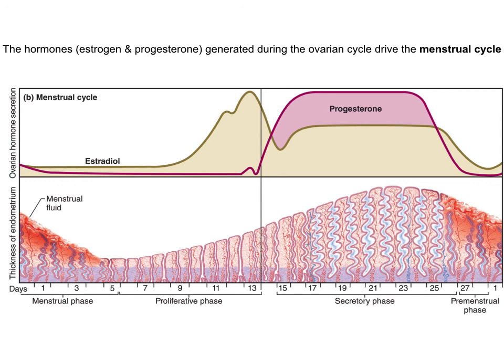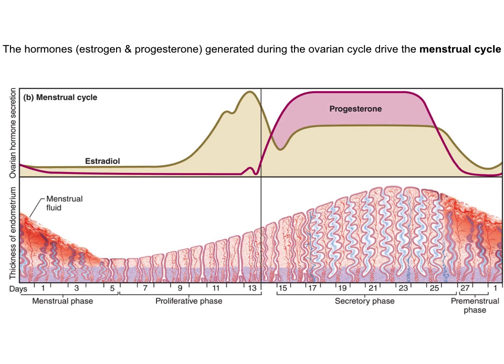So now, we're not going to start at day 1. We're actually going to start at days 4 to 15. Day 4 to 15 is what is called your proliferative phase. And the proliferative phase is caused by the estrogens that are being produced by the ovary and all of those developing ovarian follicles. Now, these estrogens are going to encourage the rebuilding of the functional layer of the endometrium.